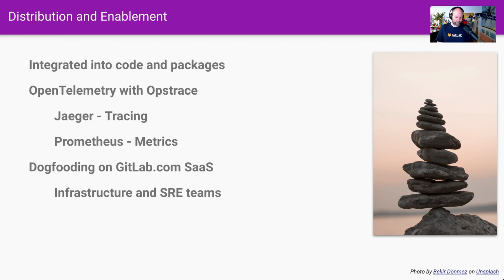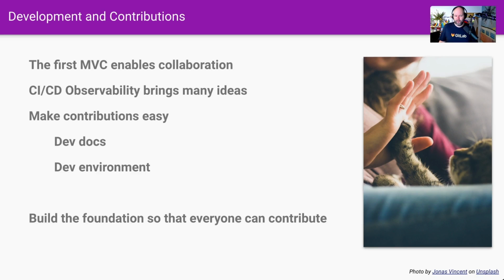Now, enabling this for all the platform and for GitLab.com, SaaS, and for the distribution might need to be looked at, or it needs to be added to the code, to the packages. OpenTelemetry might be integrated into GitLab with OpsTrace by default, using Jaeger for tracing and Prometheus for metrics. The dogfooding idea is to work or collaborate closely with infrastructure and SRE teams to really figure out what is needed and what can be enabled by default. The first minimal viable change enables collaboration.